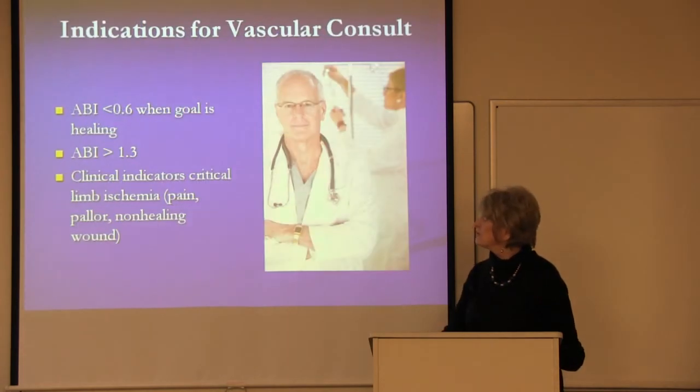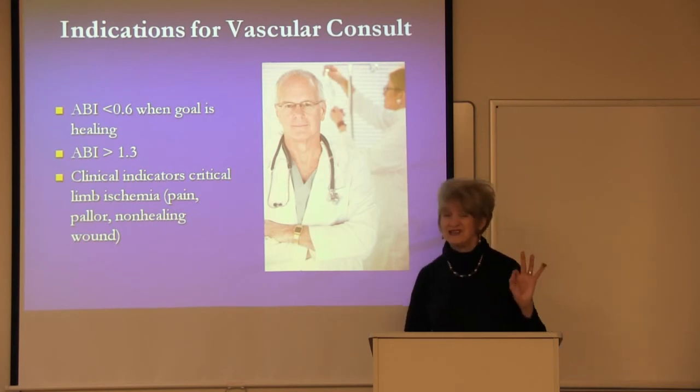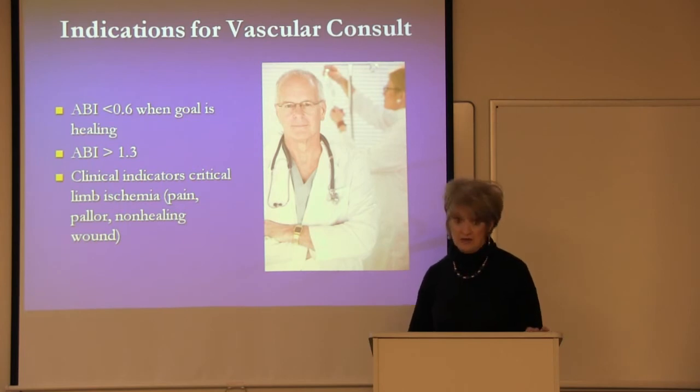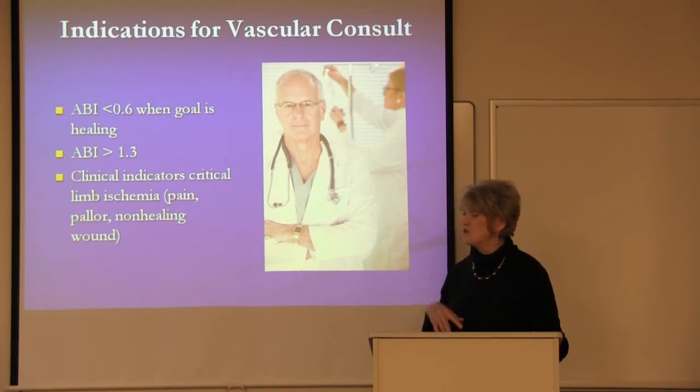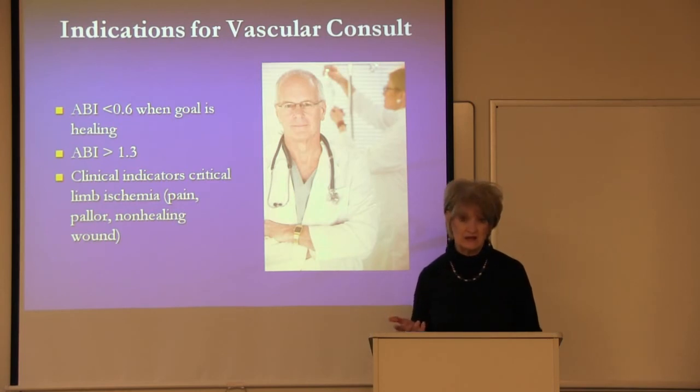So here's the rule of thumb. When do you send a patient for a vascular consult? Anytime their ABI is less than 0.6 and you're trying to get the wound to heal. Anytime your ABI is over 1.3 because your ABI means nothing. And also, anytime you have clinical indicators of significant ischemia. So you have a non-healing wound, you have pain at rest, you have significant pallor. Anything that signals that clinically there's a marked reduction in blood flow should prompt a vascular consult.